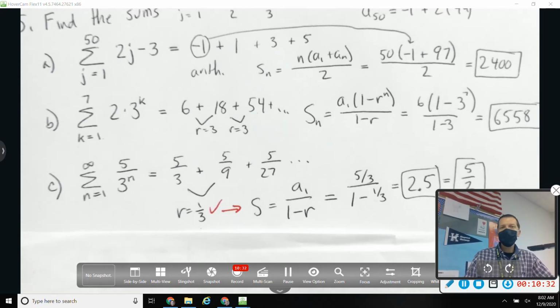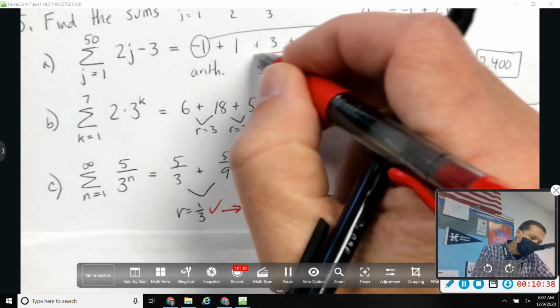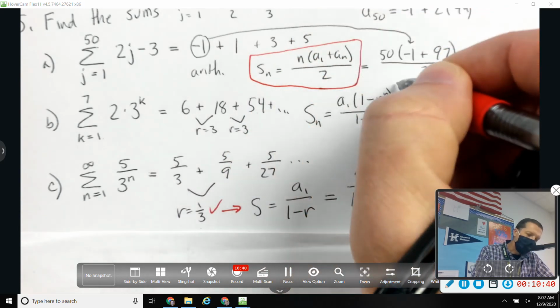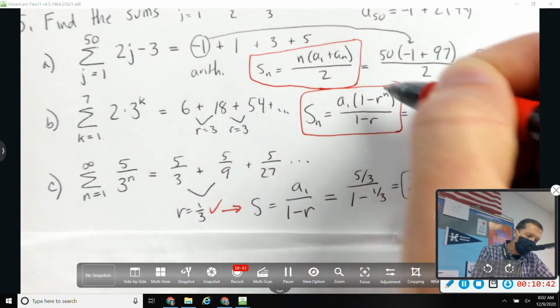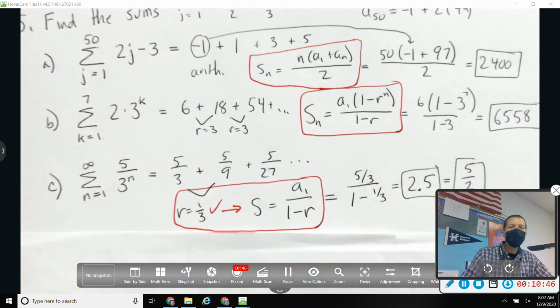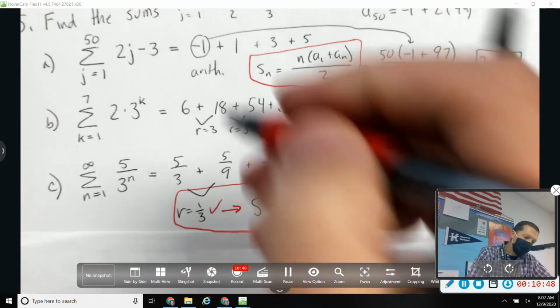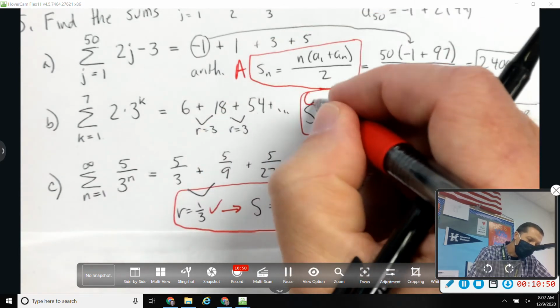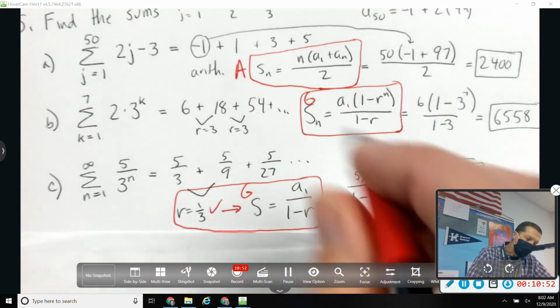Question on any of those? So those are the three sum formulas that you need to know how to use, because you can reference them in your notes, but make sure you know when and how to use each one. Arithmetic, geometric, geometric.